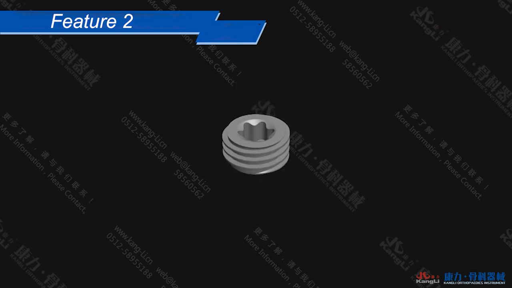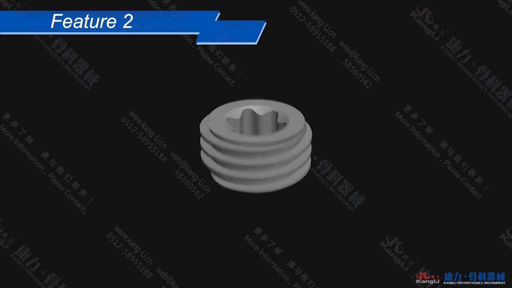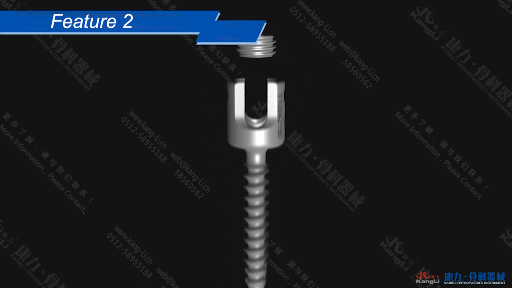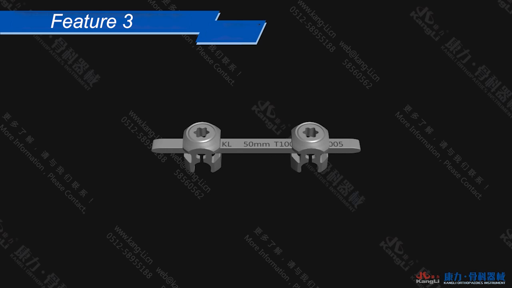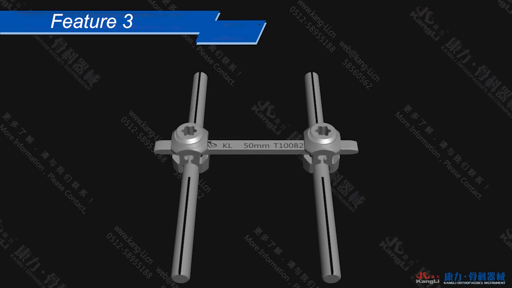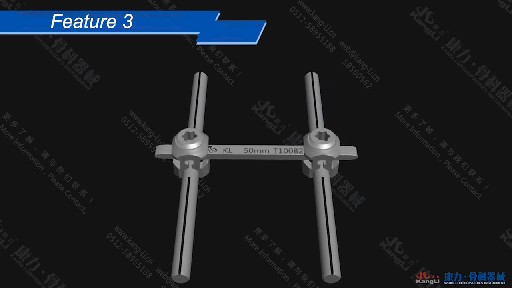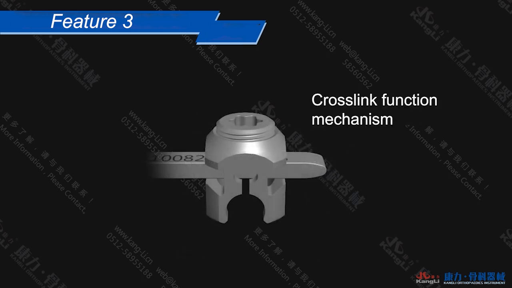Feature 2. The set screw features a trapezoidal thread design, specifically engineered to prevent the loosening of the connecting rod. Its Torx head ensures a secure fit. Feature 3. The EF crosslink is designed for ease of operation, helping to reduce surgery time. The connection mechanism of the crosslink.